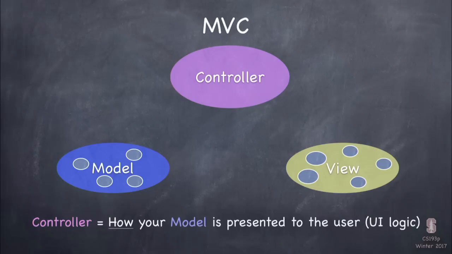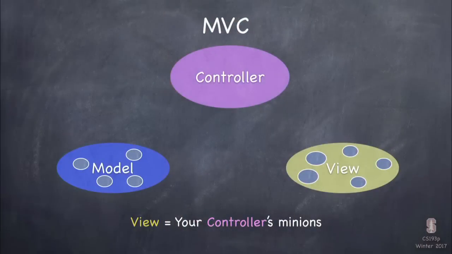How it displays is the controller's job. So the controller decides how to take this UI independent thing, the model, and display it on your screen and interact with the user. That's what the controller does. It's the how it displays. Model is the what it is, controller is how it displays. The view is the minions of the controller. Things that the controller uses to do its job.